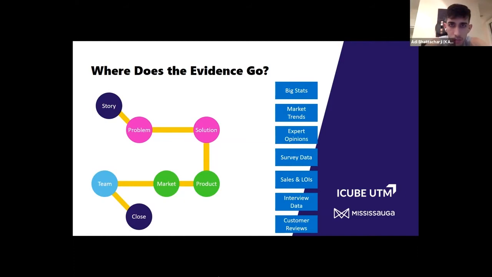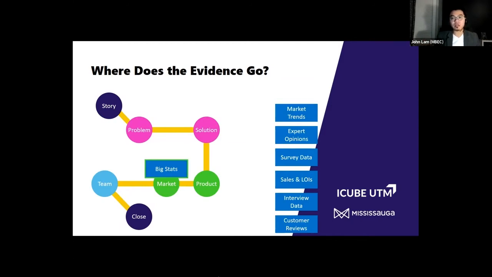In terms of big stats, here's where I see it fitting in. Identifies and sets up the market, okay. It goes into the solution. Investors want to know how you're going to solve the problem. Okay, so again, there's a bit of overlap in terms of solution and problem. Now, where I see big stats being very effective in a pitch is market.